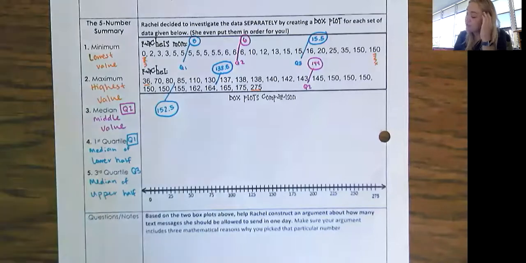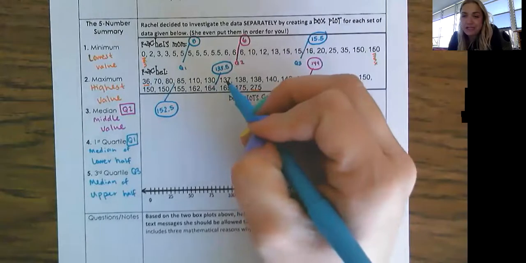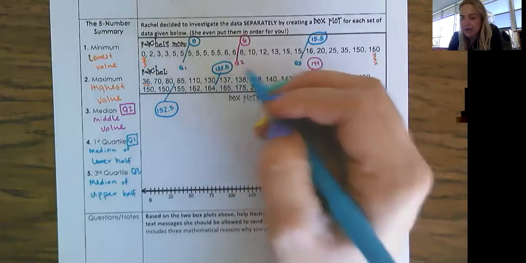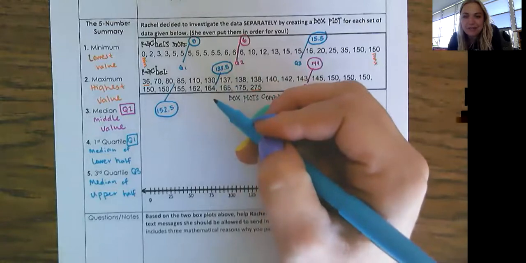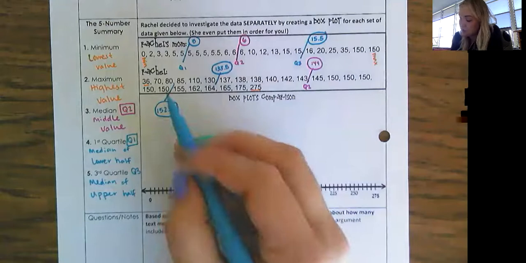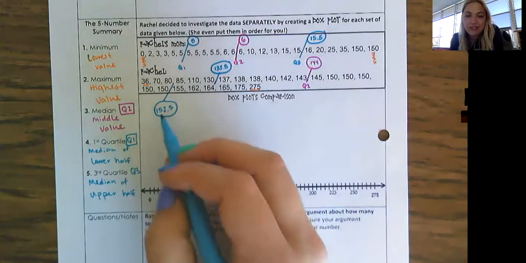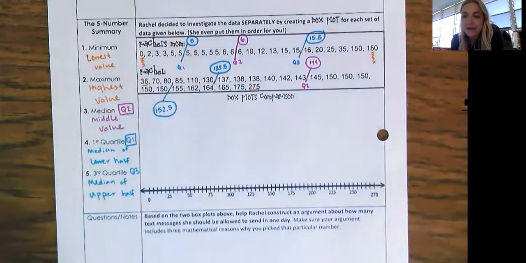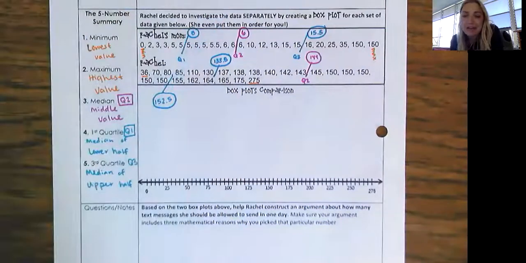Okay, so I found the Q1 for Rachel, and it was between 130 and 137 because there were 6 values above and below that. And when I added up 130 plus 137, and then I divided that answer by 2, I got 133.5. Same thing down here for Q3. I added up 150 plus 155 and divided by 2, and I got 152.5. So I just split the top in half and I split the bottom of the data in half.